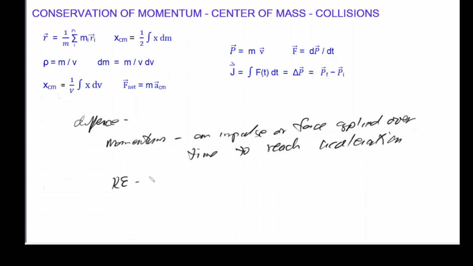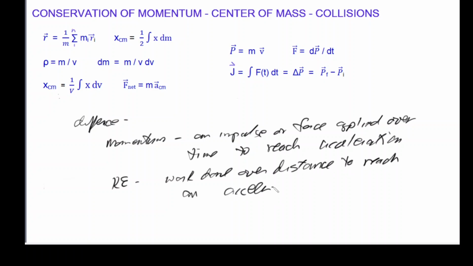Kinetic energy is work done over a distance to reach an acceleration. So momentum involves impulse and force over time. Kinetic energy involves work done over a distance.